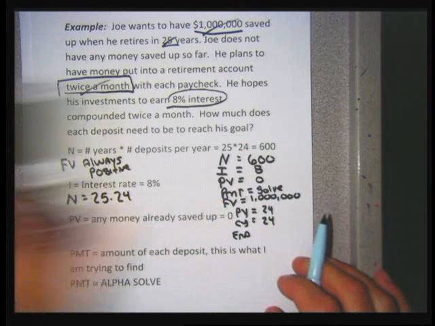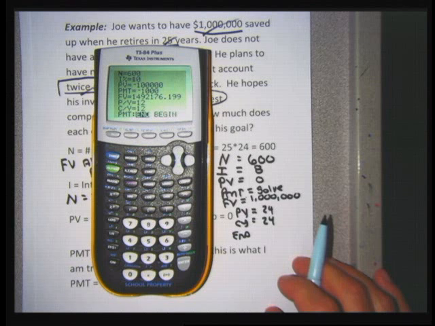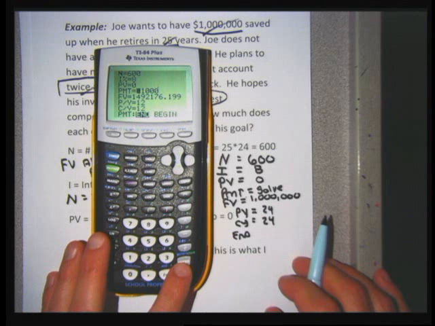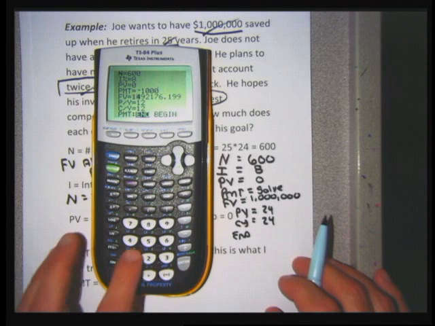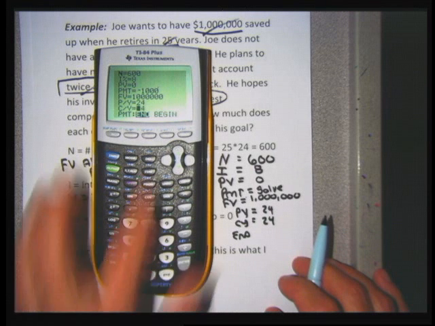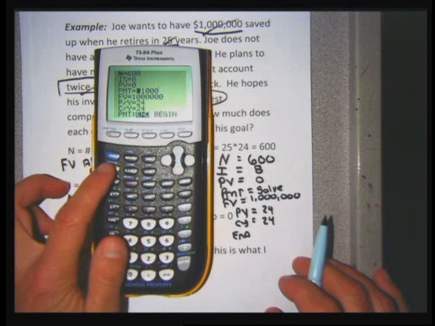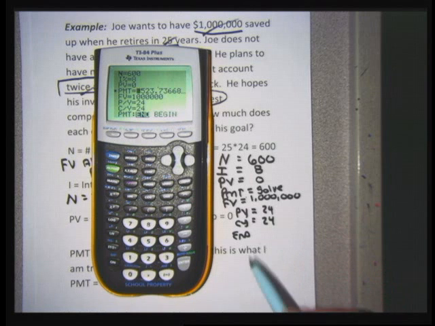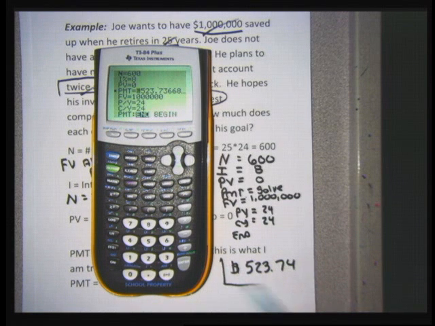Now I'm going to pop these on my calculator. So N is 600, I is 8, PV is 0, PMT is what I'm solving for, future value is a positive 1 million, PY and CY are 24. I go up to the PMT, hit my green alpha button, and then enter, and he needs to make a deposit, and I'll round it, of $523.74. My calculator puts a negative sign with it to indicate that's money that Joe's spending, but in my answer I don't need to put a negative sign with it.